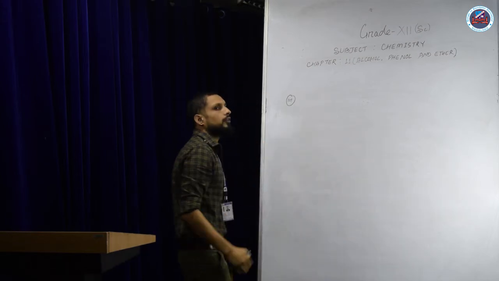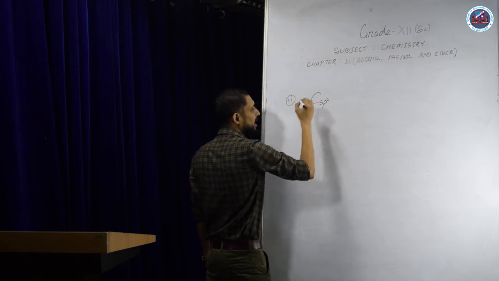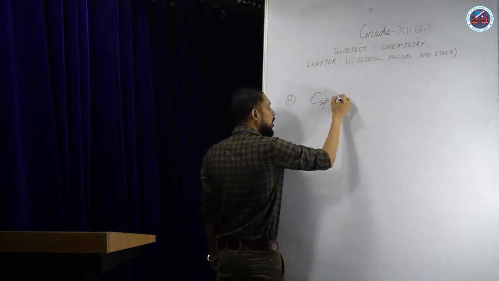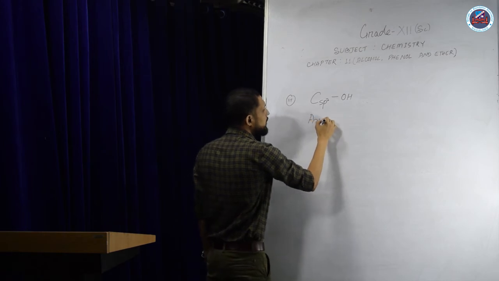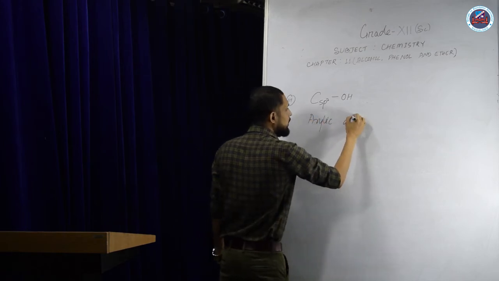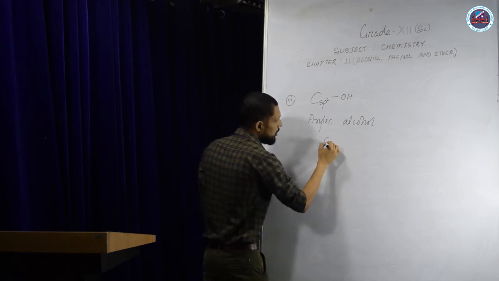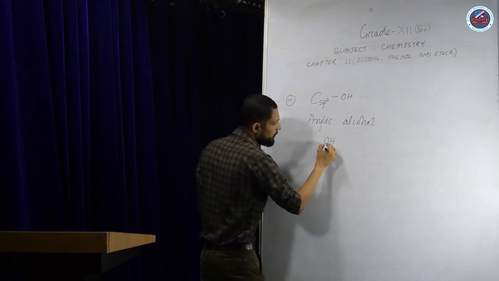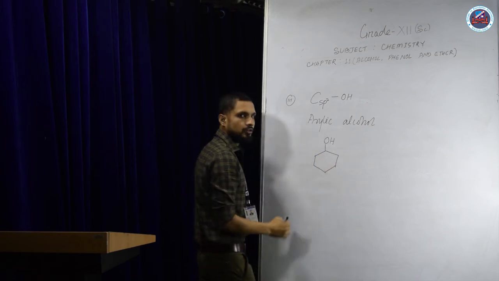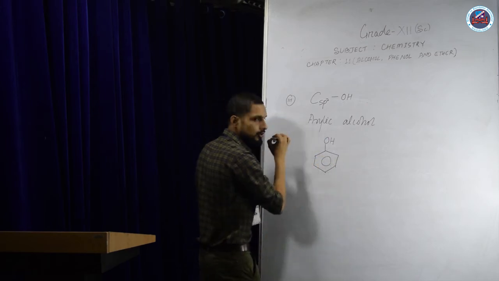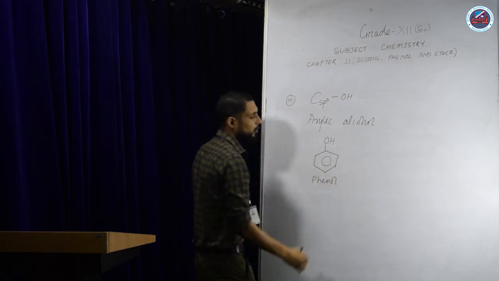Next is compound containing carbon with sp2 hybridization bonded to OH group, known as arylic alcohol. In arylic alcohol, the OH group is directly attached to aromatic hydrocarbon like benzene. So the name of this compound is phenol.